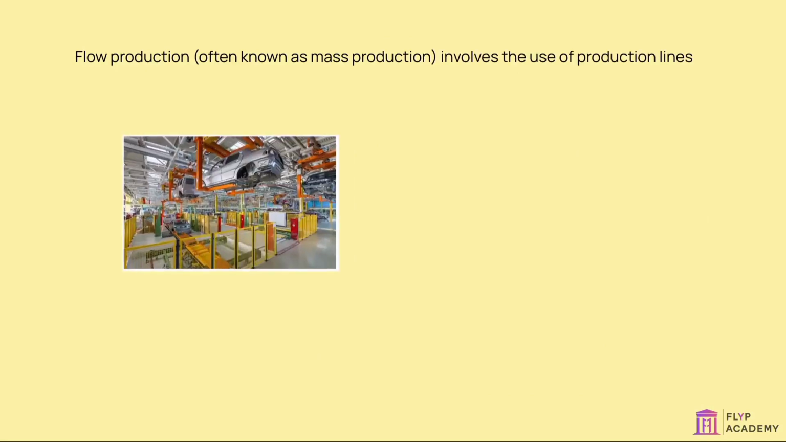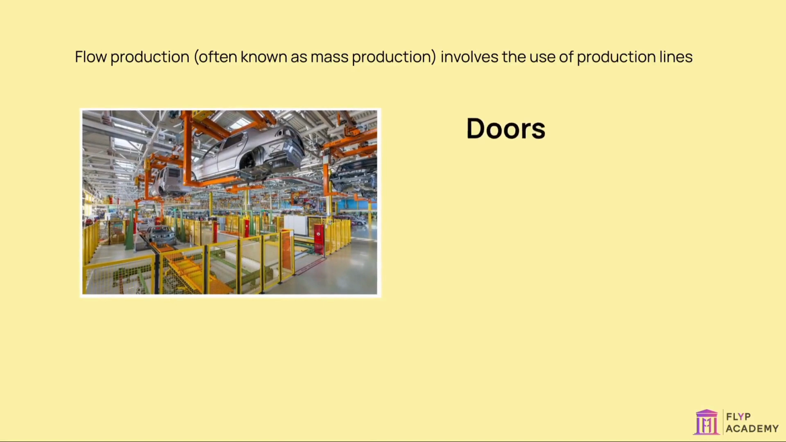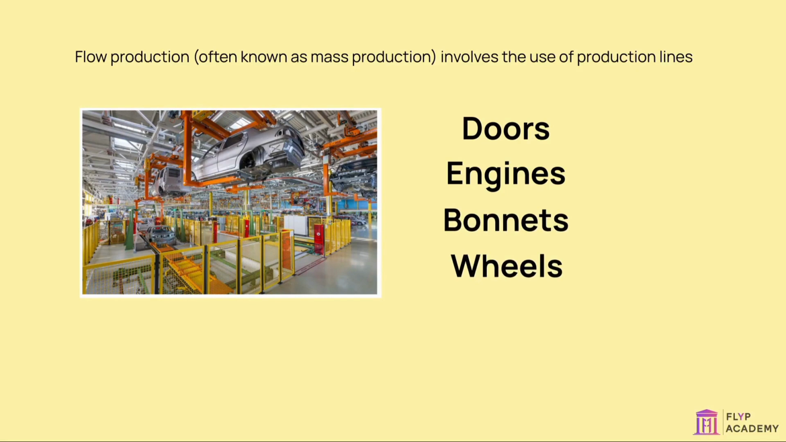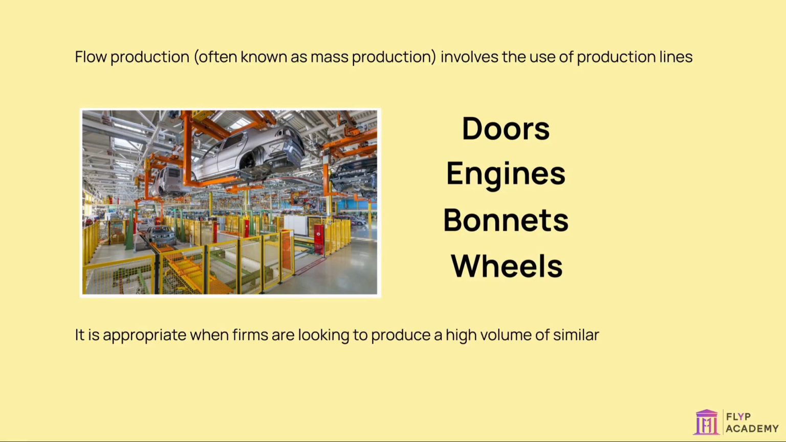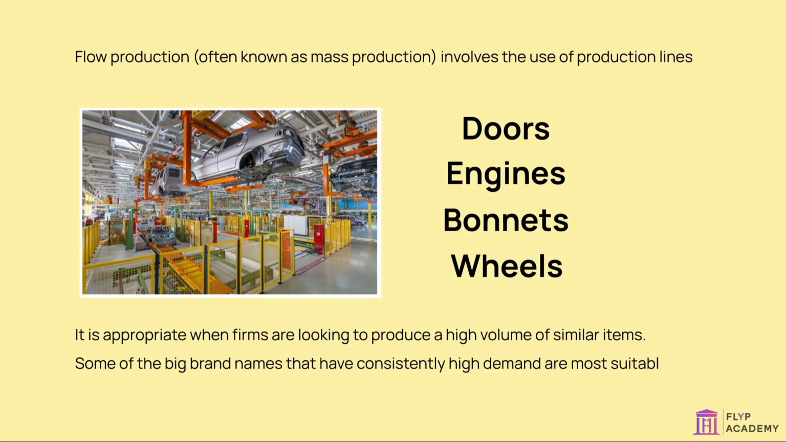Flow production, also known as mass production, involves the use of production lines, such as in a car manufacturer, where doors, engines, bonnets and wheels are added to a chassis as it moves along the assembly line. It's appropriate when firms are looking to produce a high volume of similar items. Some of the big brand names that have consistently high demand are most suitable for this type of production.